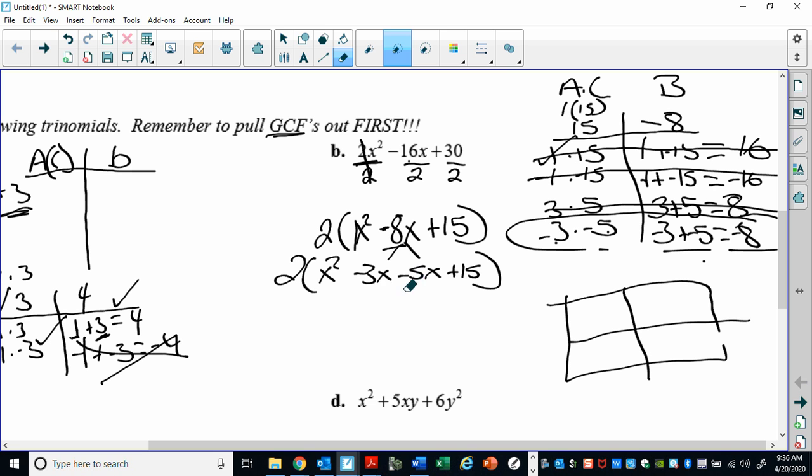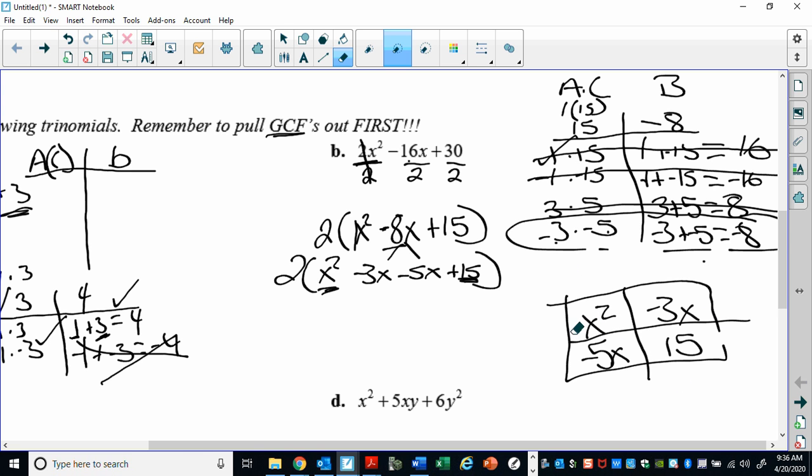So now we split the box. Remember I said it doesn't matter where these go. It's just the first has to go in the first and the last has to go in the last. So we'll have x squared here. We'll have -3x. We'll have -5x. And we'll have 15. Remember, now we're going to factor horizontally, and you're going to factor vertically.